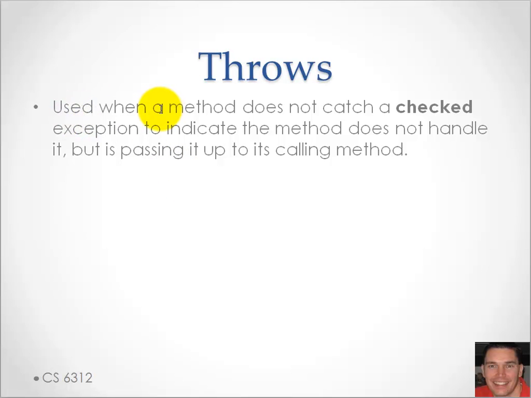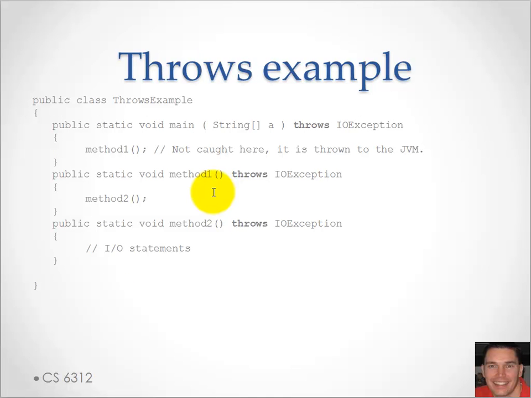So when a user has a method that does not catch a checked exception, to indicate that the method's not going to handle it, it says, yes, I know there's a checked exception, but I don't want to handle it there. You then use the throws clause. So this is how you use it. We'll come in here and say for each one of these methods, all IO exceptions are checked exceptions.